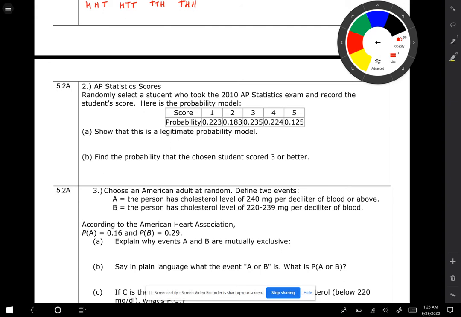A legitimate probability model must have probabilities that are between 0 and 1. If you look at all 5 of those, they are all between 0 and 1. So all the probabilities are between 0 and 1.